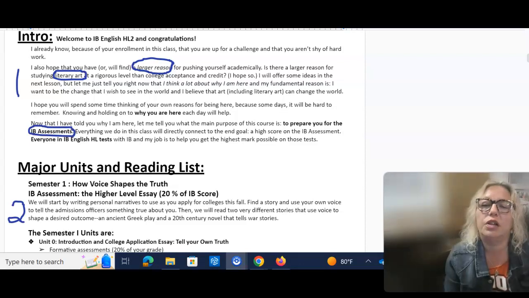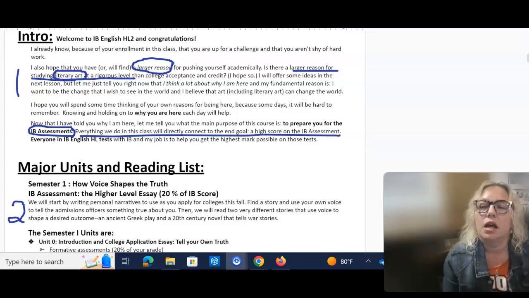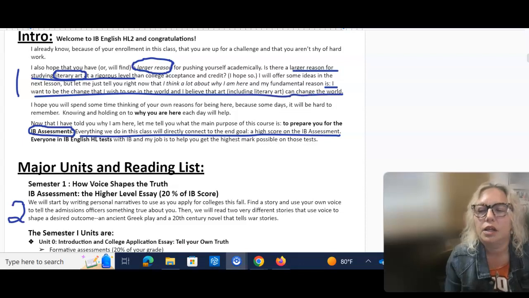And what are we going to underline? Larger reason for studying literary art at a rigorous level. How about everything we do in this class will directly connect to the end goal, a high score on the IB assessment. And maybe if you like my fundamental reason for being here, maybe you want to underline that too. I want to be the change that I wish to see in the world, and I believe that art can change the world. All right, so that's the kind of thing that you want to do when you are marking the text.